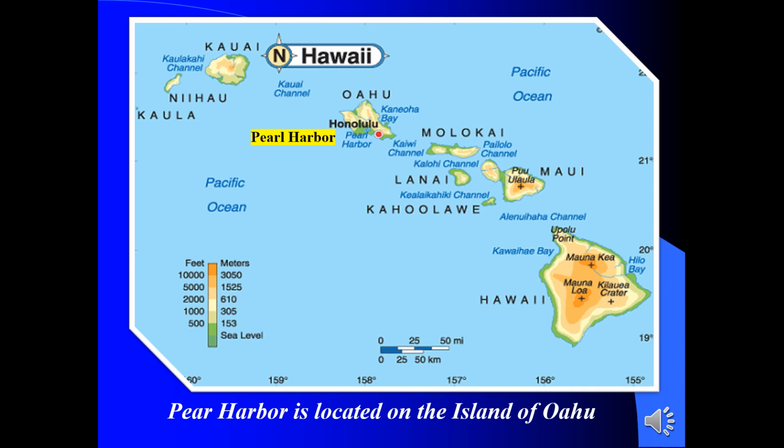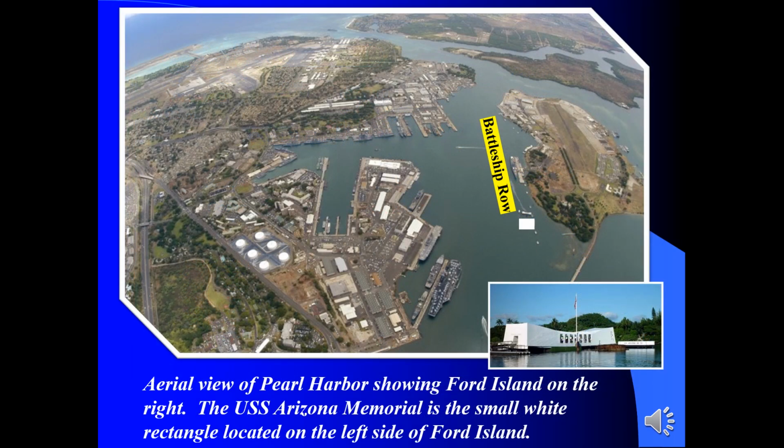The Hawaiian Islands consist of 8 islands about 2,500 miles west of the United States. The island of Oahu is where Pearl Harbor is located, which was the home of the United States Pacific Naval Fleet back in 1941. Here we can see an aerial view of Pearl Harbor with Ford Island on the right. A major portion of the United States Navy's fleet was anchored around Ford Island on the fatal day of the attack. A memorial to the USS Arizona marks the place where it was sunk in 1941.